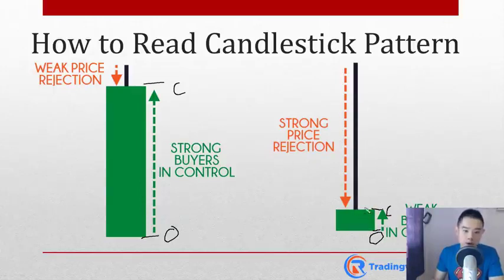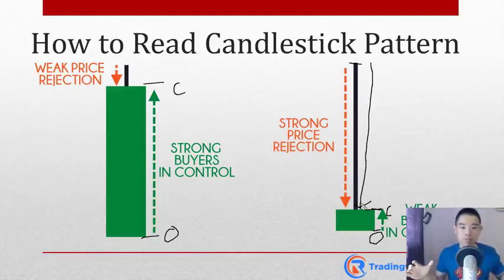At one point in time, the price was actually trading at this high. And then the sellers came in and pushed price all the way down lower, finally closing at this level over here. So this tells you that there is strong selling pressure over here. That's why you got this long price rejection, this strong price rejection, this long upper wick.